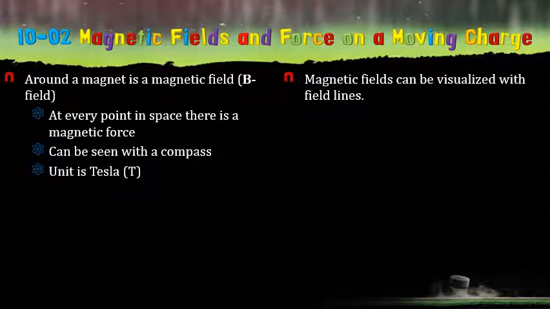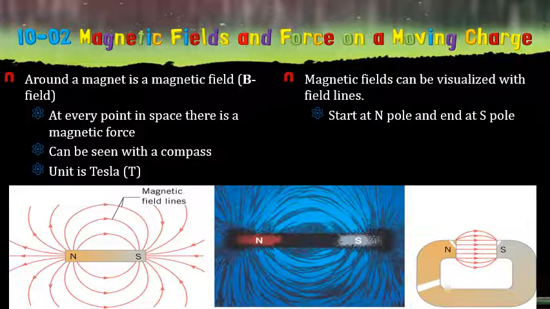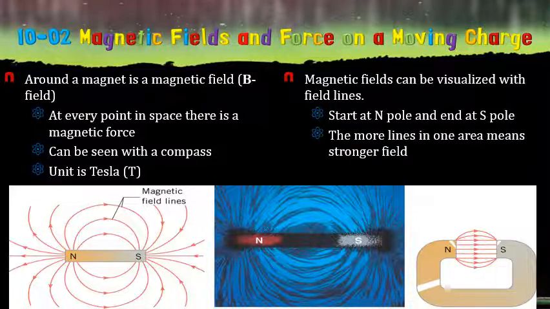Magnetic fields can be visualized with field lines. And here are 3 examples. Notice they go from the North Pole to the South Pole. And the more lines in one area means a stronger field, just like it did in electricity. So here, notice it going from the north to the south. On this middle picture, these are iron filings, and they actually show the magnetic field lines. They automatically line up that way.